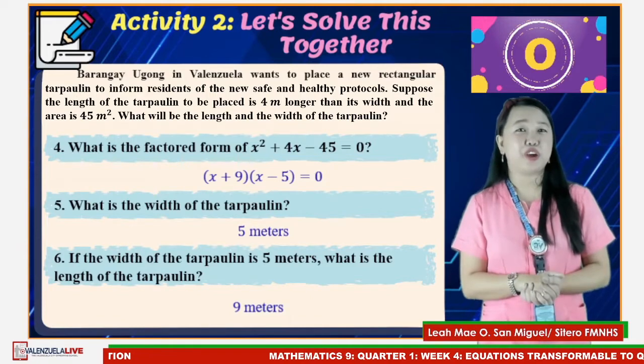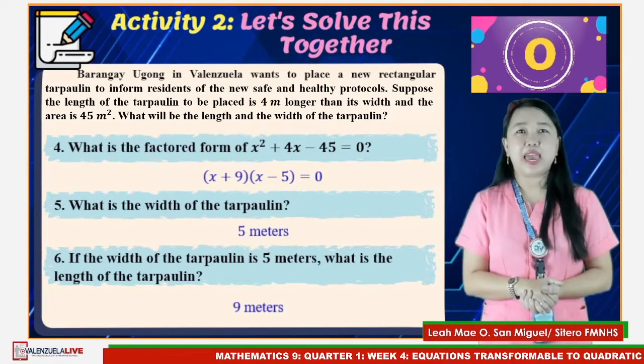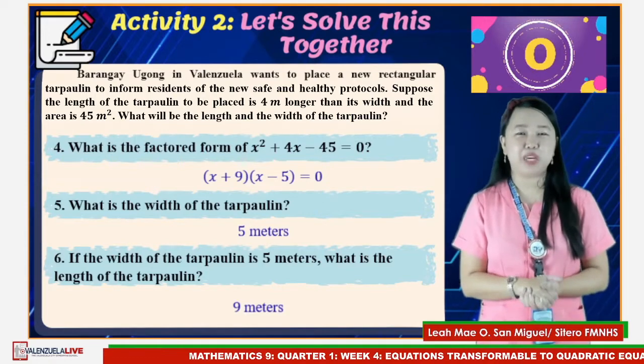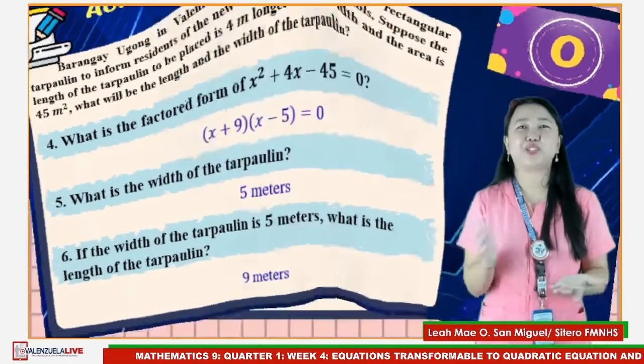Excellent. Therefore, the width of the tarpaulin is 5 meters and its length is 9 meters. You did great, student.